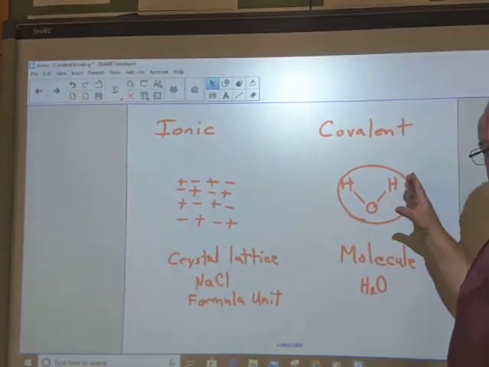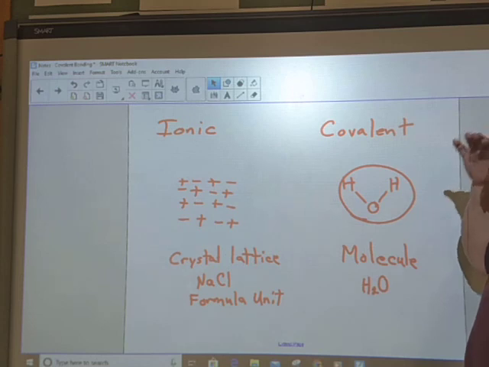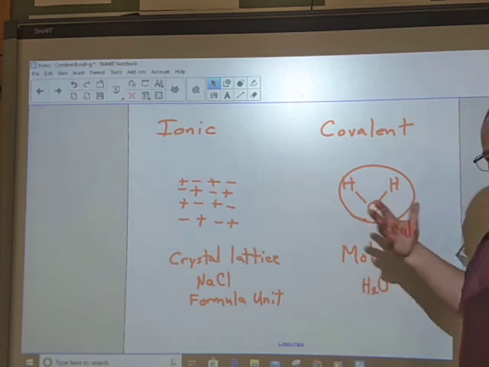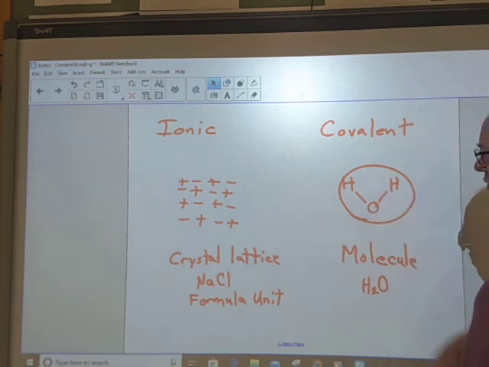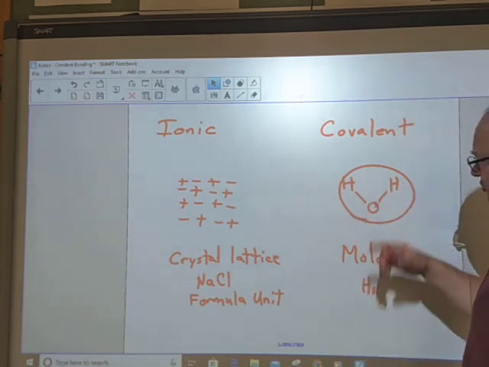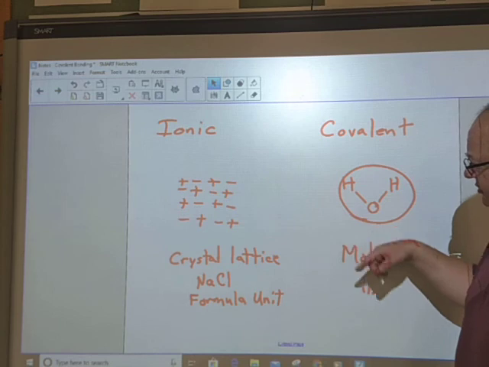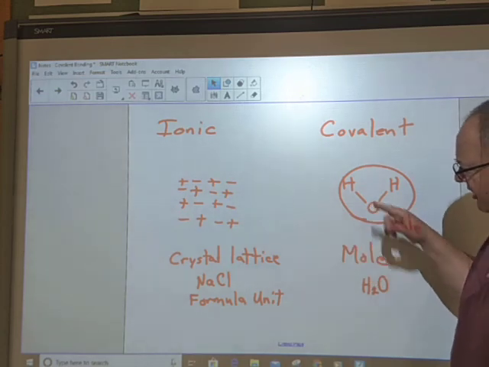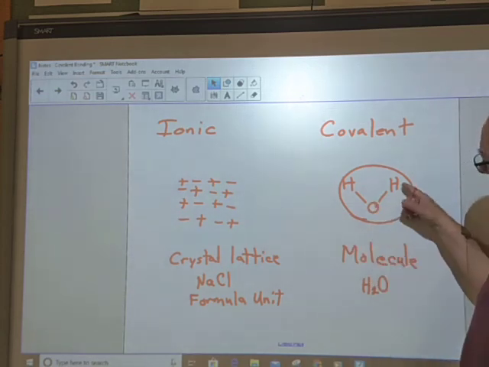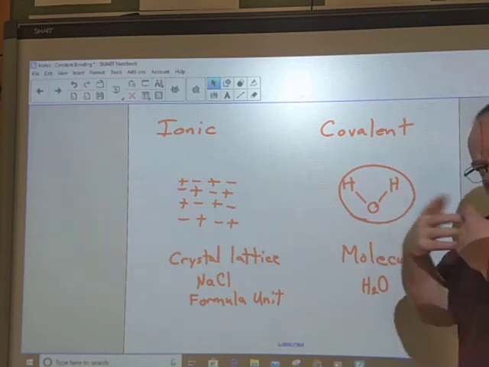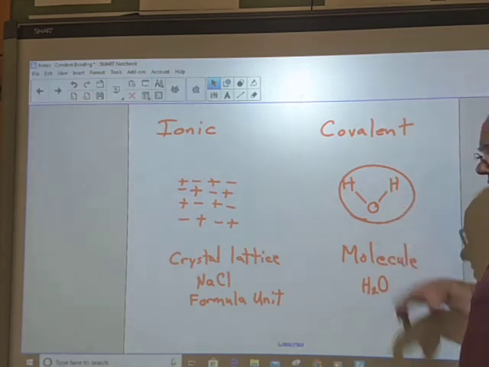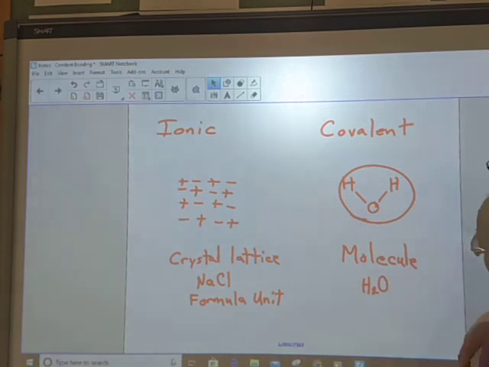In a covalent substance, I'm going to use water. That's the substance that you're probably most familiar with seeing formulas. H2O, two hydrogens, one oxygen. That hydrogen is sharing a pair of electrons with that oxygen, and that hydrogen is also sharing a pair of electrons with the oxygen. So each hydrogen has a single bond, and the oxygen has two bonds.